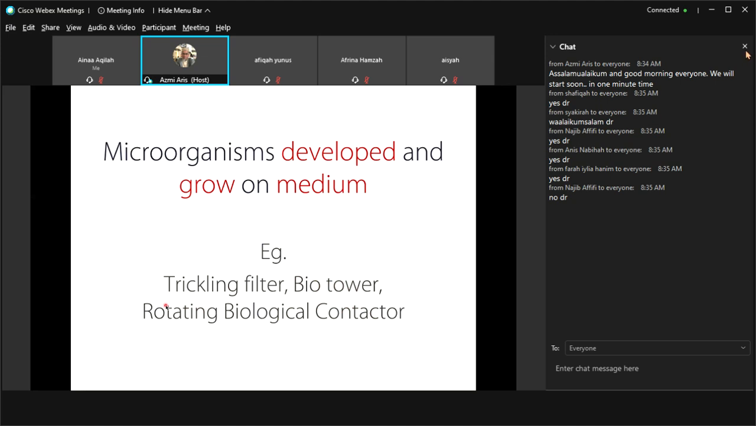It is trickling filter, bio tower, and rotating biological contactor. So we will cover in detail on trickling filter and also bio tower, and just a short introduction on rotating biological contactor.